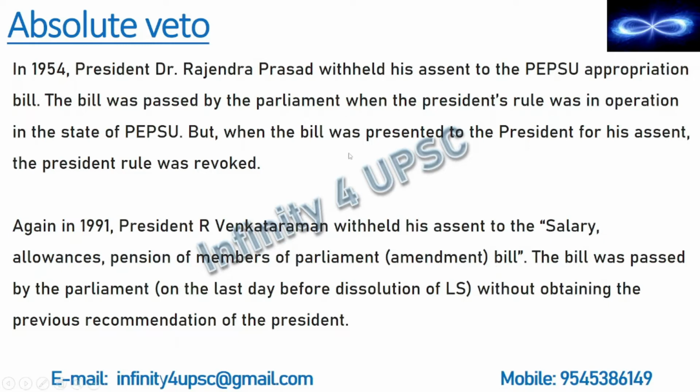And one more important thing that you need to note is these kind of examples are not to be ignored. Because in your UPSC prelims, you might get a question saying that absolute veto has never been used by Indian president. So that is a wrong statement. Or absolute veto has been used only once by Indian president. That is also wrong. So you need to have a look at all these examples carefully because these kind of questions are frequently asked in your prelims.